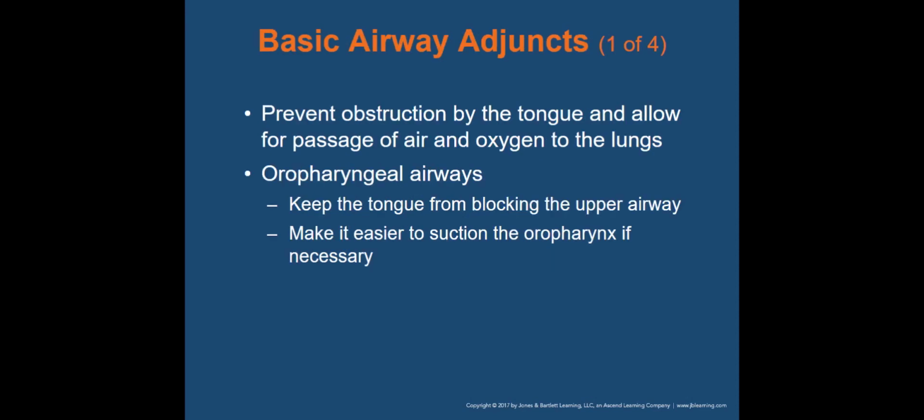Now, airway adjuncts are one of the many tools that an EMT has to address airway dysfunction. They prevent obstruction by the tongue and allow for passage of air and oxygen to the lungs. These are called oropharyngeal airways, and they're referred to as OPAs. They keep the tongue from blocking the upper airway, and it makes it easier to suction the oropharynx if it's necessary.